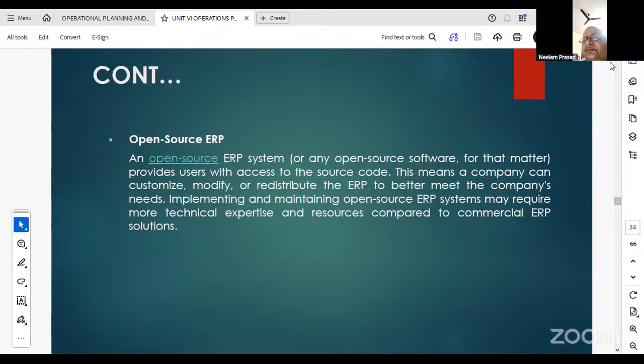Open source ERP. An open source ERP system, or any open source software for that matter, provides users with access to the source code. This means a company can customize, modify, or redistribute the ERP to better meet the company's needs. Implementing and maintaining open source ERP systems may require more technical expertise and resources compared to commercial ERP solutions.